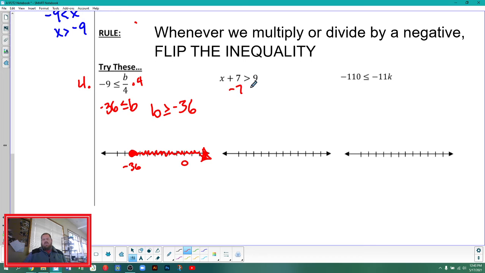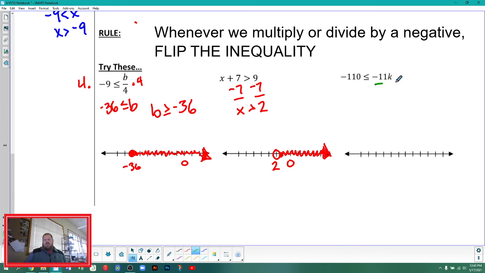On the next one, we're subtracting 7 on both sides. Hopefully you had a good experience with that. We just get x is greater than 2. So if we've got 0 there and we've got 2 there, we're looking for numbers that are bigger than 2, but not including 2. So we leave it as an open circle and shade to the right.